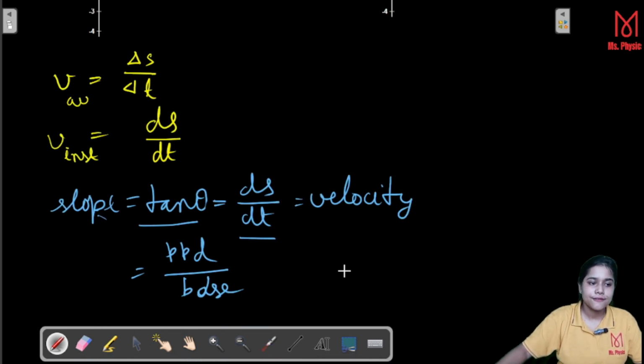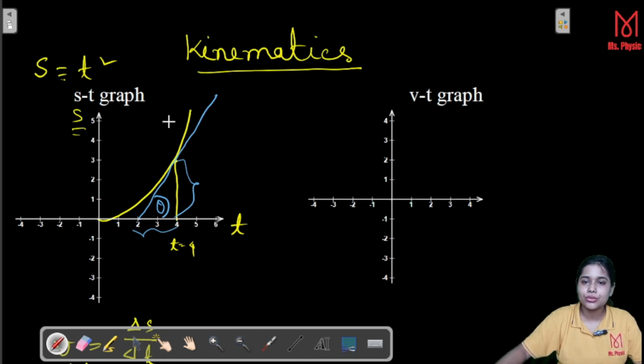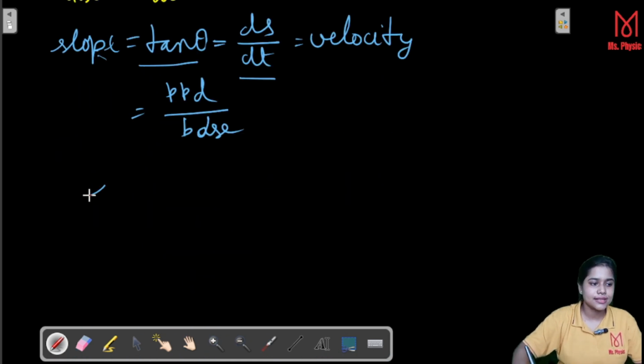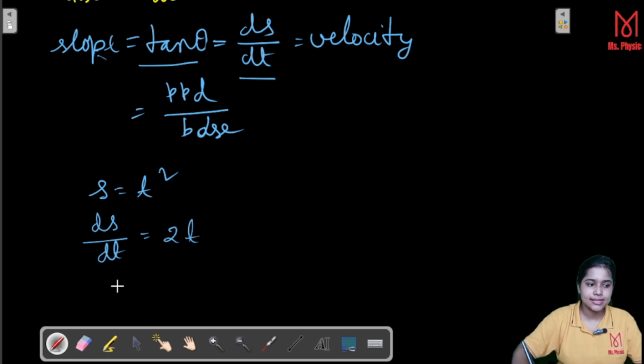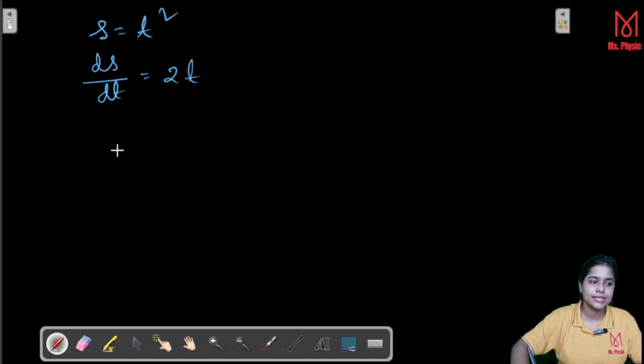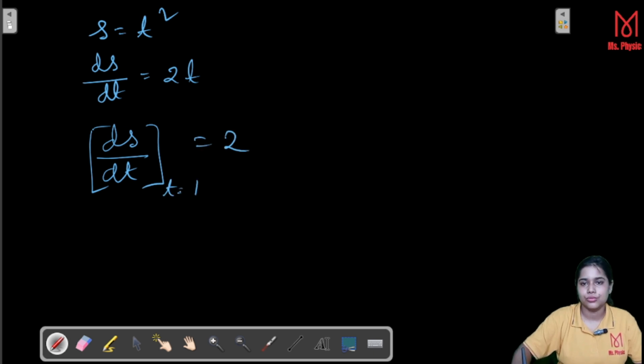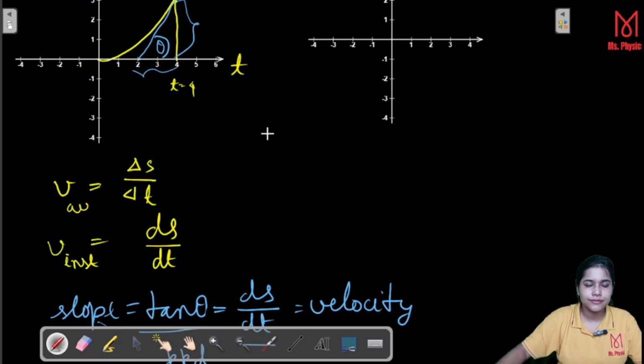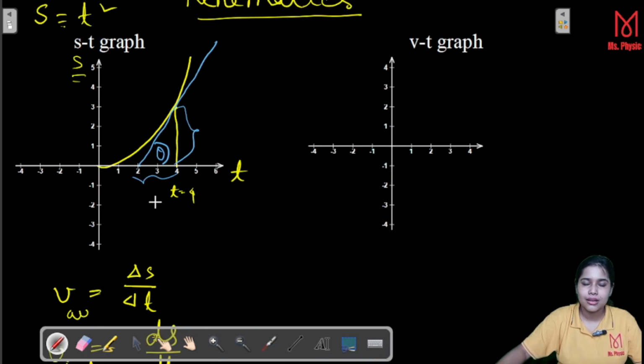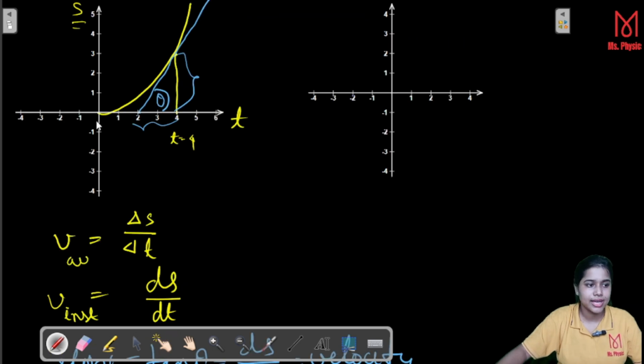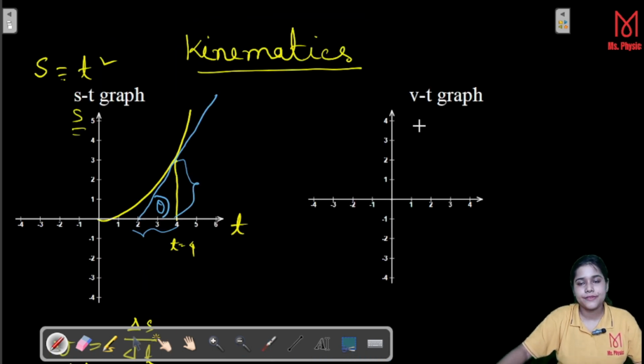Also, if you have S equal to T square, the equation is given, isn't it? So if S is equal to T square, you can take the first derivative and get the result 2t. Therefore ds over dt at t is equal to 1, the value would be 2. So this is the different way you can find out the velocity from the ST graph. ST graph. Now next is VT.